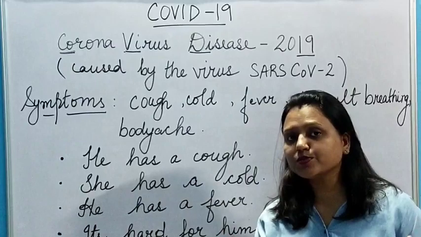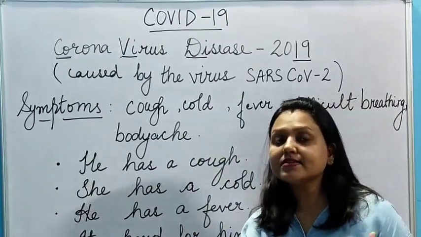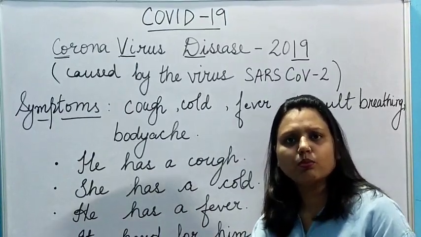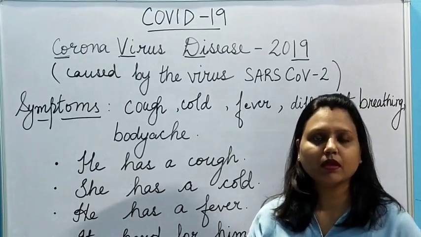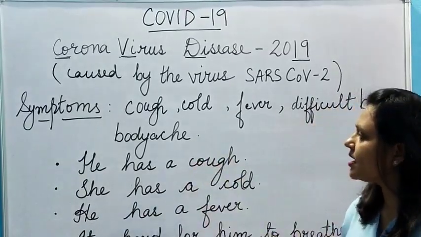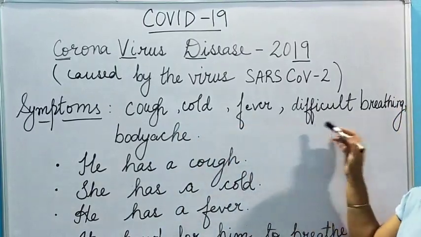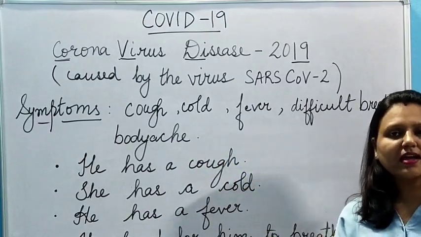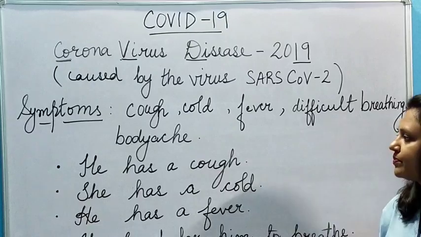So what are the symptoms of this disease, COVID-19? Before that, let us understand the meaning of the word symptom. Symptom means when you are showing some physical and mental signs. The symptoms for this disease are cough, cold, fever, difficult breathing, and body ache. So let's understand how we can use these terms in a sentence.